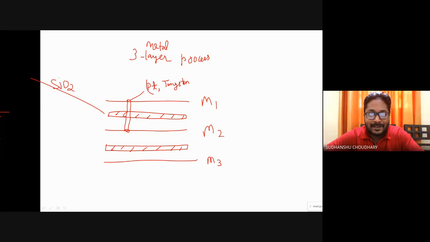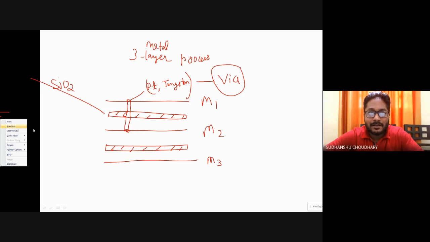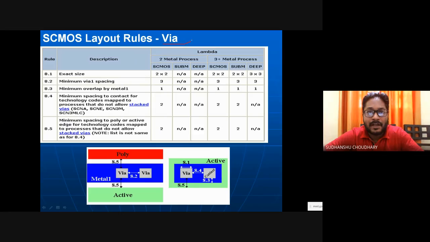Okay, and this type of connection or contact is called a via contact. That is, you are connecting two metal layers of different types via a contact, which is called a via contact. So this via contact also has some rules. Let us talk about those rules.